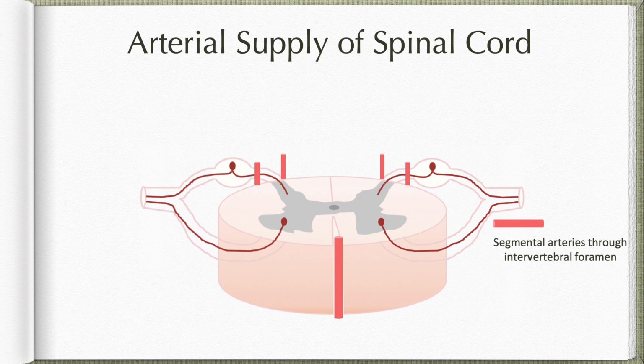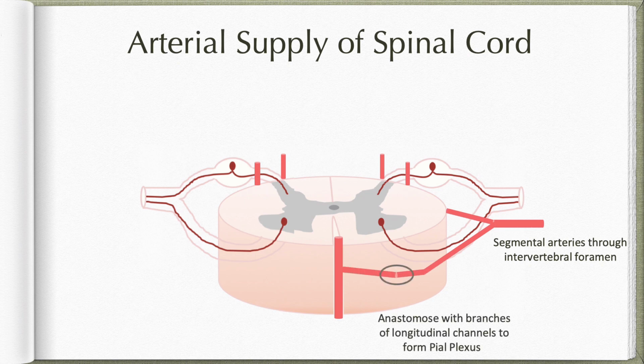At each level, the segmental arteries enter through the intervertebral foramina. They anastomose with the branches of the longitudinal channels to form the pial plexus on the surface of the spinal cord. They also give ventral and dorsal radicular branches, which will go and supply ventral and dorsal roots. The branch to the dorsal root will also supply the dorsal root ganglion.